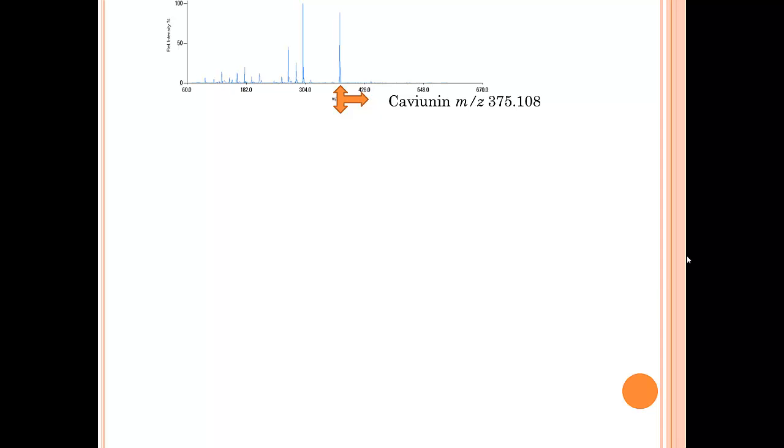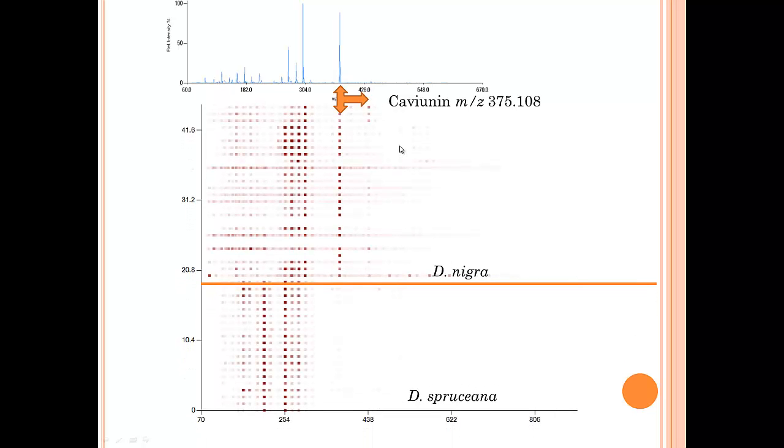In this slide, in the top part, we can see a typical spectrum. This happens to be the spectrum of Delbridgia nigra again. And each one of these peaks corresponds to a compound. A heat map demonstrates populations in which the horizontal axis is the mass between 70 and 806 atomic mass units, and each row is a different individual of the same species. So here we have about 20 samples of Delbridgia spruciana and about the same amount of Delbridgia nigra.